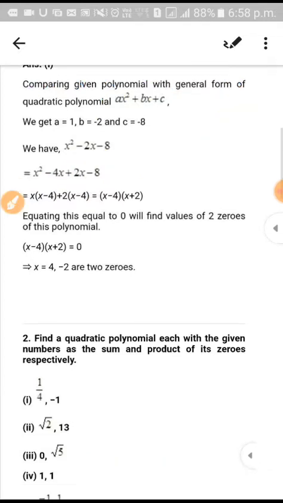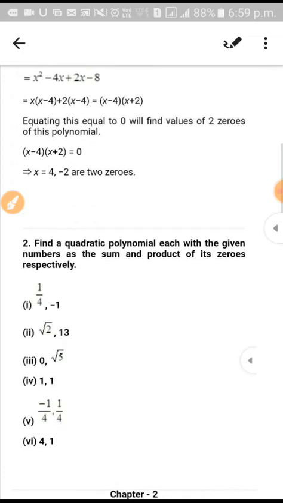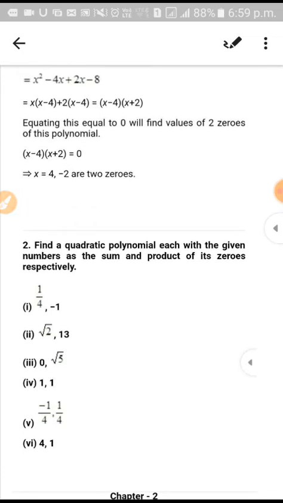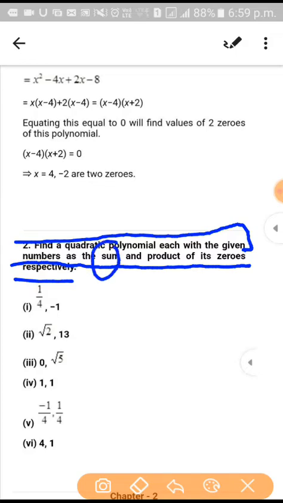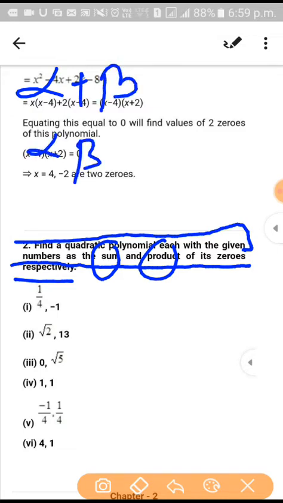Then let us take question number 2. Question number 2 is: find a quadratic polynomial each with the given numbers as the sum and product of its zeros respectively. Sum means alpha plus beta, product means alpha multiplied by beta. So I am taking part 1.